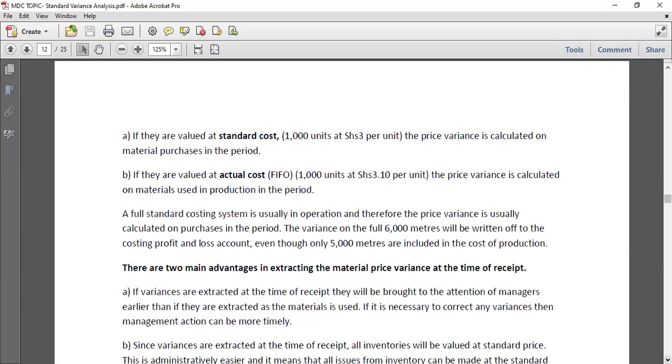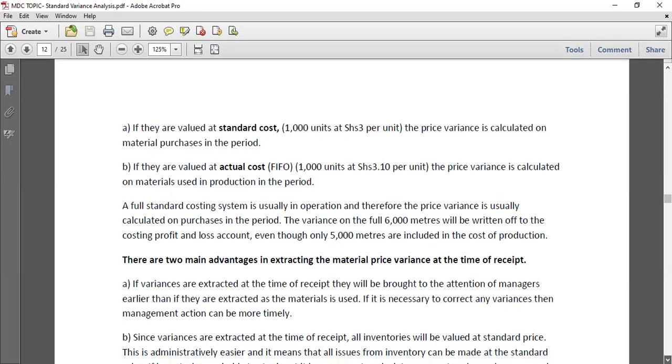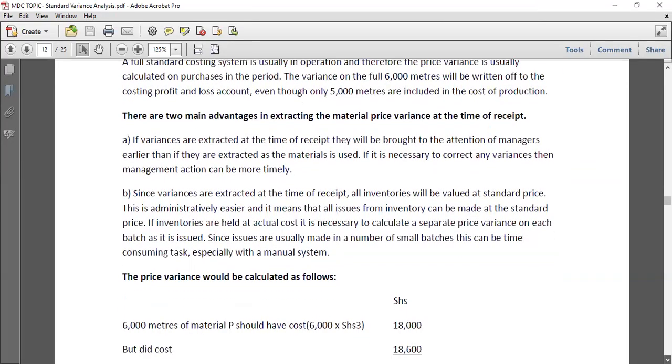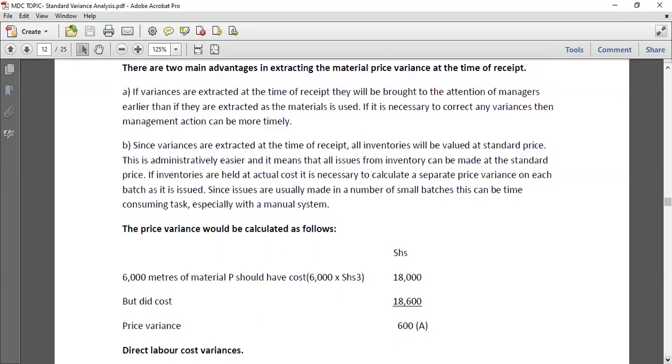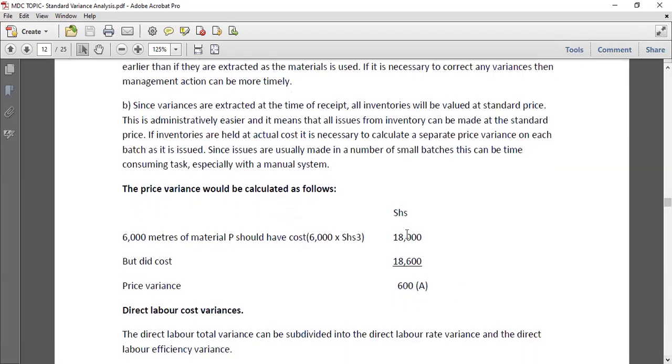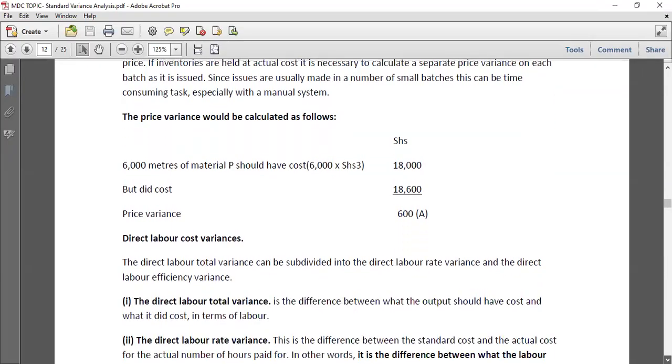So that is what happens with our material variances. This other information you can read very easily. Here we are just trying to calculate the price variance. As you can see, since we are basing on the materials that were bought, 6,000 times 3 minus the 18,600, and we are able to get our respective price variance.